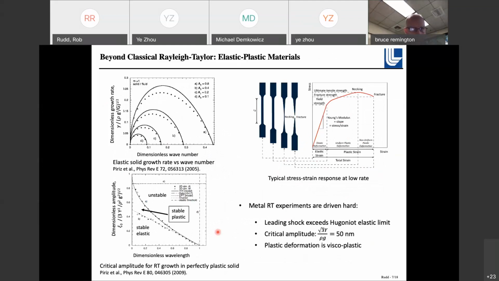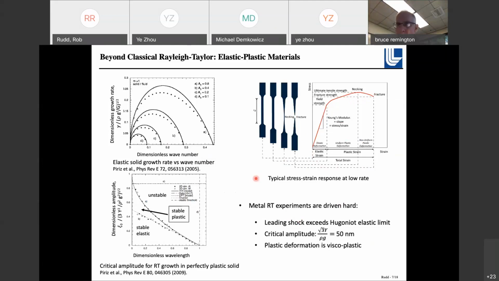Okay, so to go beyond just a simple viscous description of metals, you could look at a conventional elastic plastic response, as is familiar from observations from mechanical testing, where initially the material deforms elastically, and then you get plastic flow with hardening.